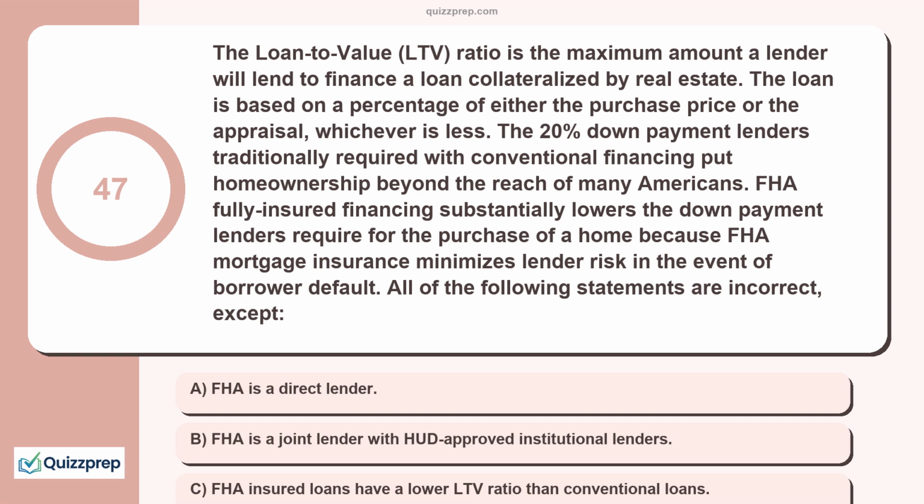However, for FHA fully insured financing, the loan must be through an institutional lender approved by the Federal Housing and Urban Development, HUD. C is incorrect. FHA fully insured loans have a higher LTV ratio than conventional loans. In fact, borrowers with an FHA loan may only need to make a 3.5% down payment.